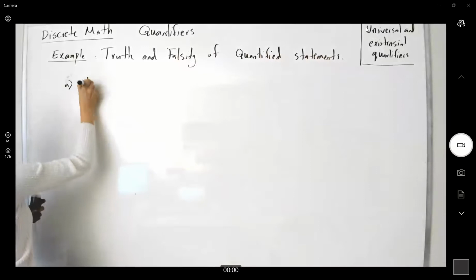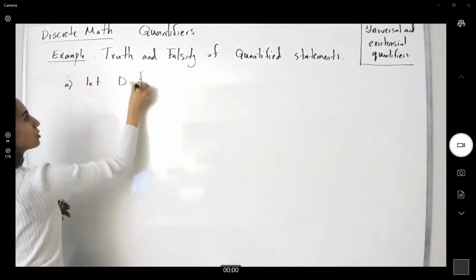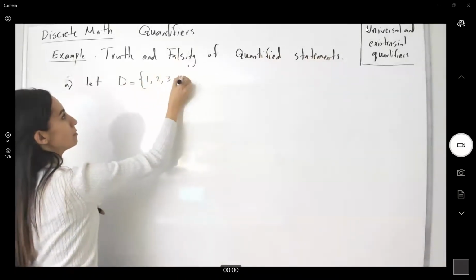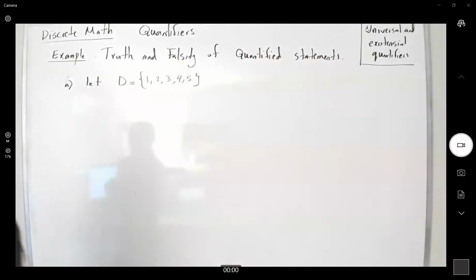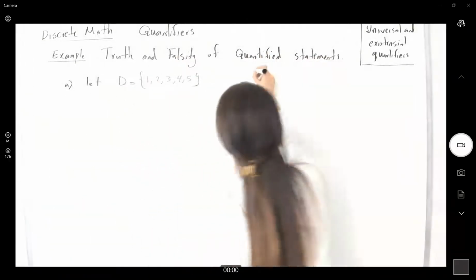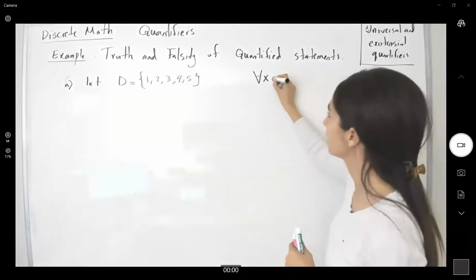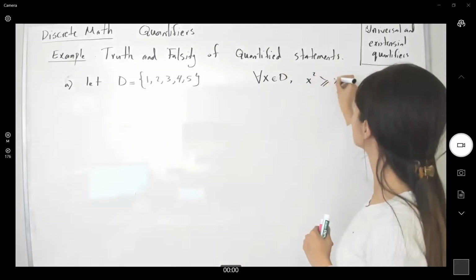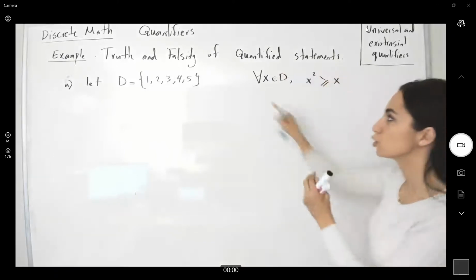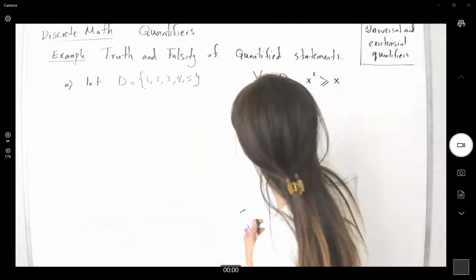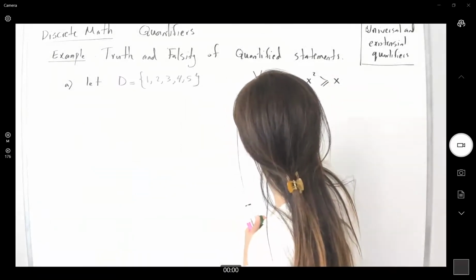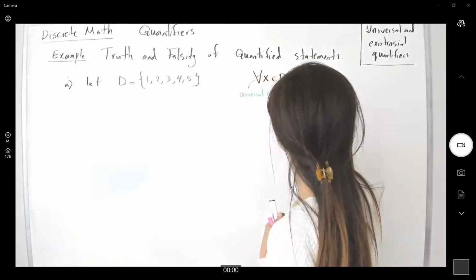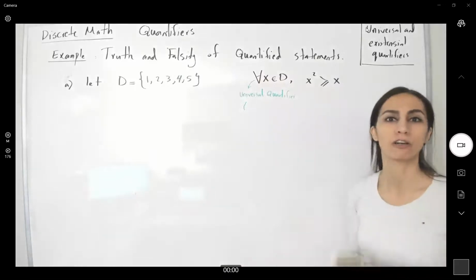A, let D be equal to the set of 1, 2, 3, 4, 5. And you have this statement. For every x in the domain, x squared is greater than or equal to x. So we're using a universal quantifier, and you read it as for all, for any.